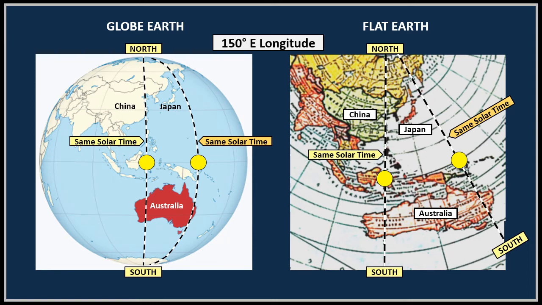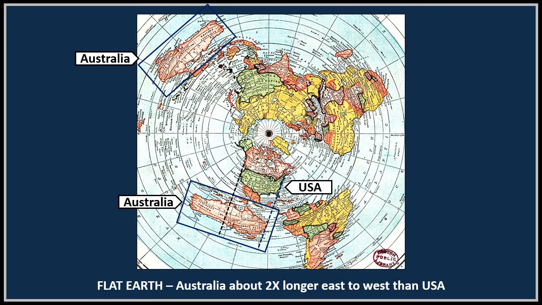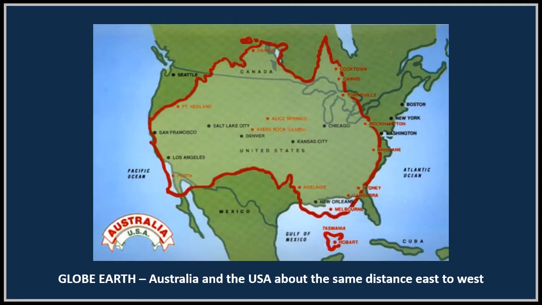And this is the thing about the flat Earth map. You cannot change these longitudes. You cannot make Australia smaller, and you cannot move its location. Because if you do, then the longitude does not line up with the observed sun. So the reality is that if the Earth is flat, then yes, Australia would have to be twice the length of the United States. But on the globe model, they are about the same size.